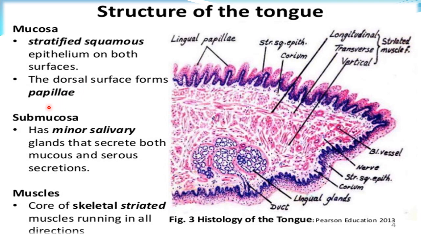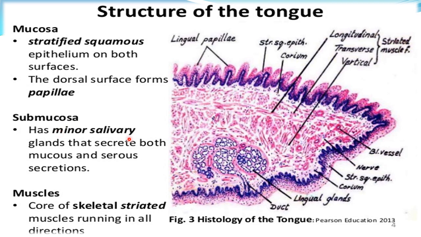These papillae have four types: filiform papillae, fungiform papillae, foliate papillae, and circumvallate papillae. And these papillae are associated with the taste buds.